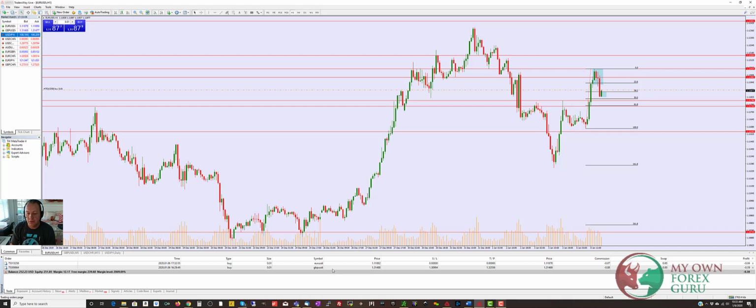The pound is also referred to as cable, and that is because there's a cable that goes over to UK. So cable USD, and then Euro USD is usually referred to as fiber. So anyway, that was just a side step there.